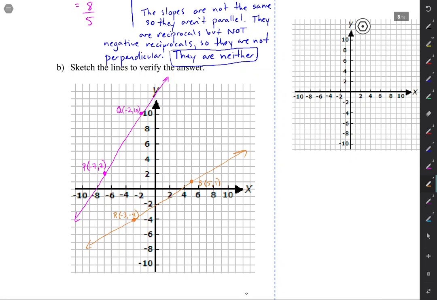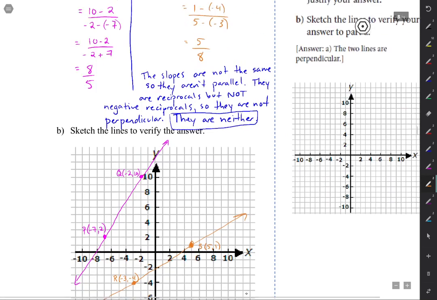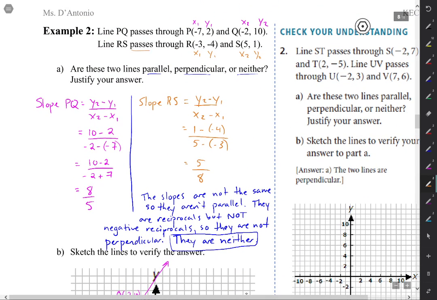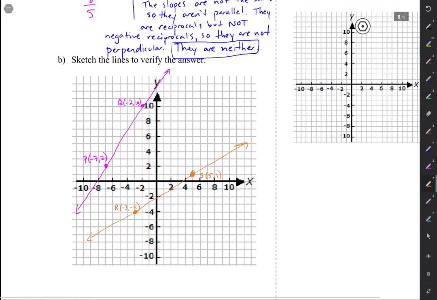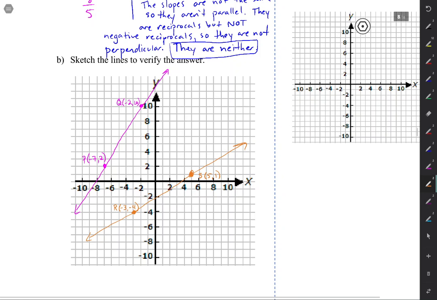So here we go. I graphed these two lines. I just continued the lines after the points that I have graphed because it says that the line passes through these coordinates. So that isn't a line segment this time. It is a full line, but it passes through those two coordinates. And as you can see, these are not parallel and they for sure aren't perpendicular either.